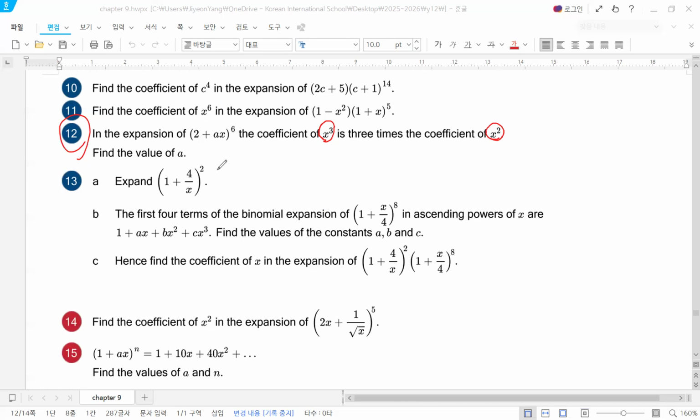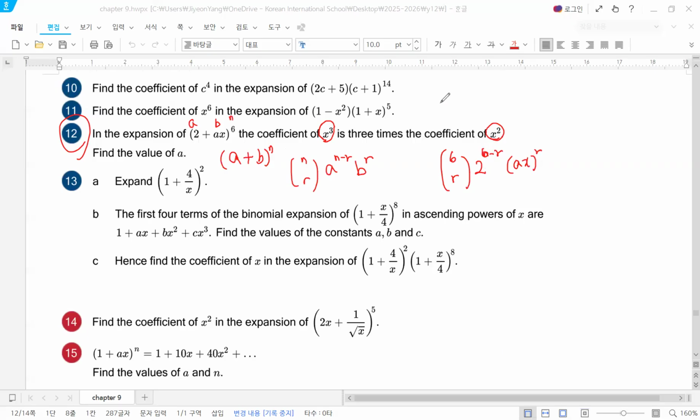Firstly, let's find the general term of the binomial expansion (a plus b) to the power of n. The general term is n choose r, a to the power of n minus r and b to the power of r. So a, b, and n. So the general term of this one is 6 choose r, 2 to the power of n minus r, which is 6 minus r, and then (ax) to the power of r.